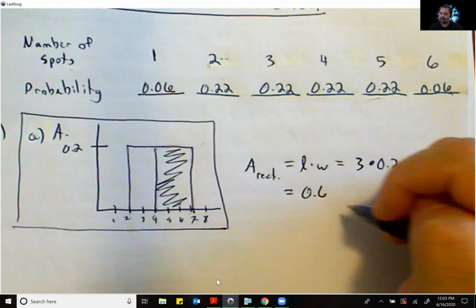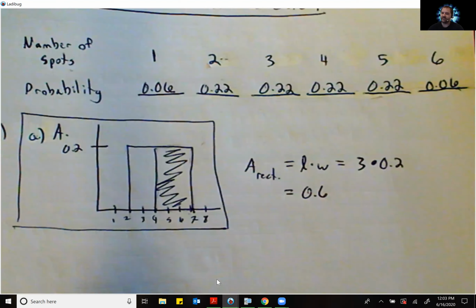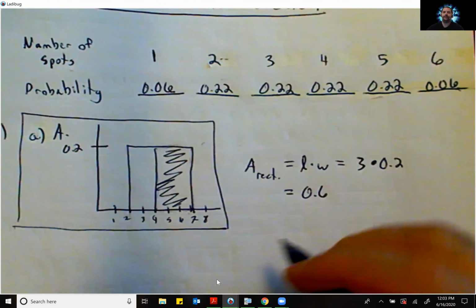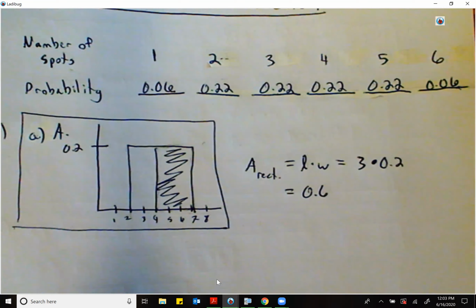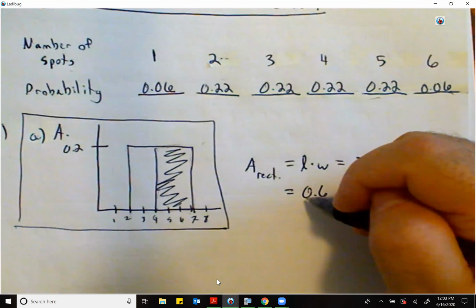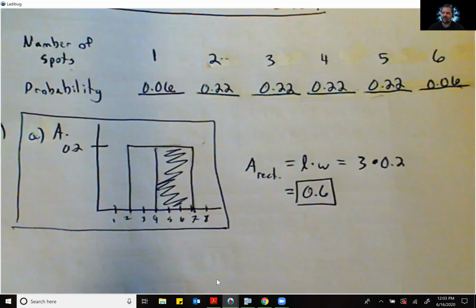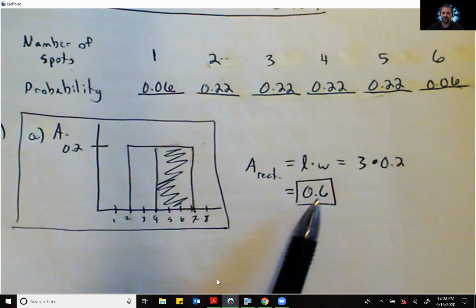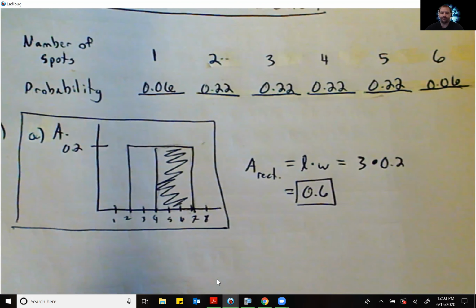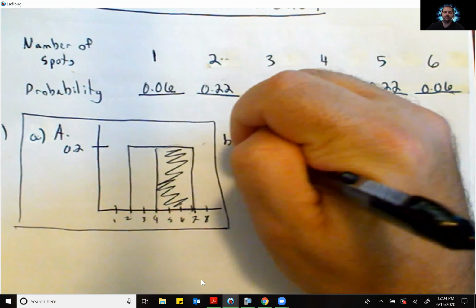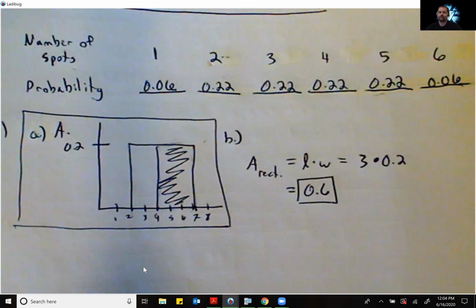And if we were thinking about this in terms of a percentage, if they wanted a percentage, what would that be? 60%. But I think they want the actual decimal version of it. So that's what we're going to keep. Okay. So that was part B right there. All right. Any questions on number 12?